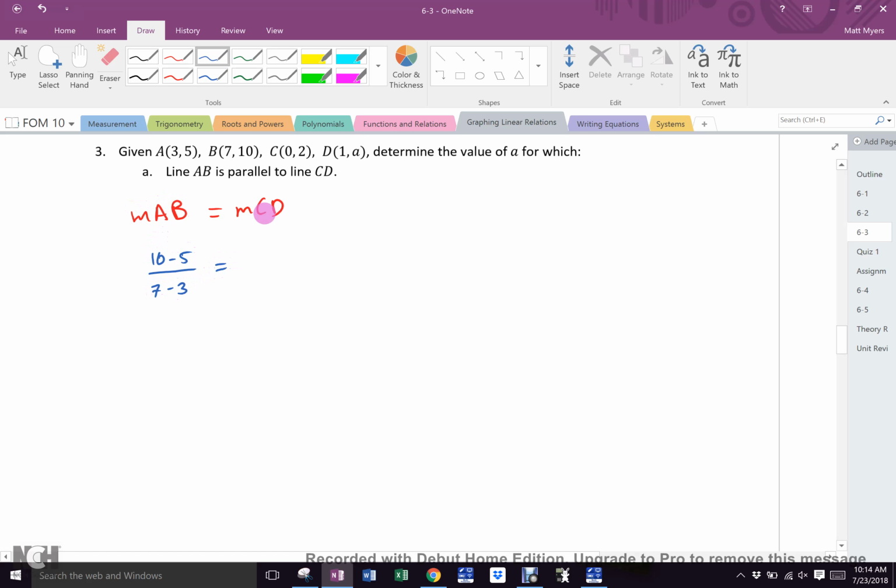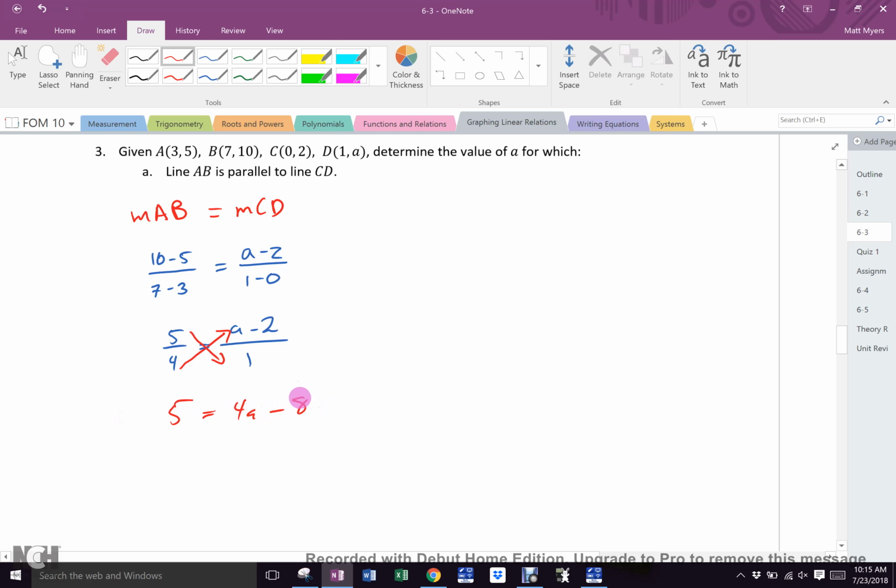What is the slope of CD? A minus 2 over 1 minus 0. And then what do I do? Algebra. What's 10 minus 5? 5. What's 7 minus 3? 4 equals A minus 2 over, what's 1 minus 0? 1. What do I do now? Cross them. What's 5 times 1? 5. What's 4 times A? 4A minus 8. Solve it.